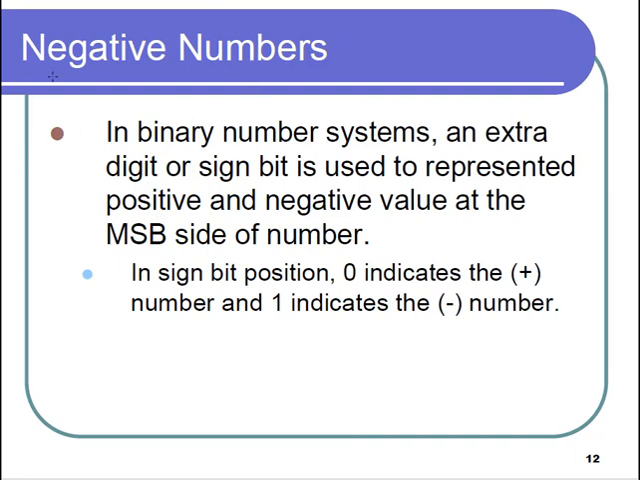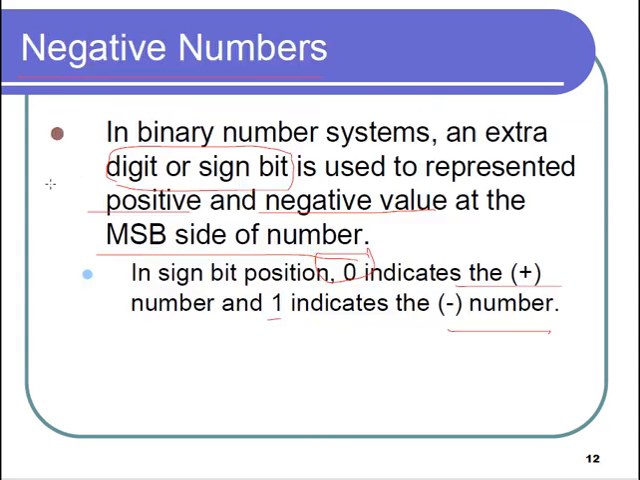Another thing that keeps coming up in this topic is negative numbers. In the binary system, an extra digit or sign bit is used to represent the positive and negative value of the sign of the number. In the sign bit position, 0 indicates it is positive, while 1 indicates negative. I will show you an example in the next slide.